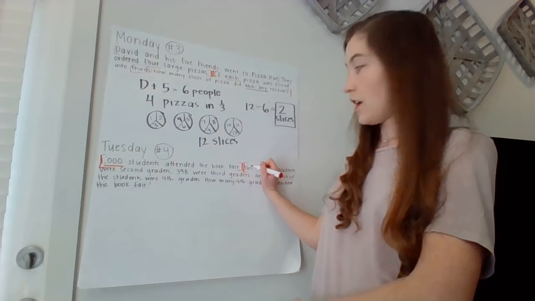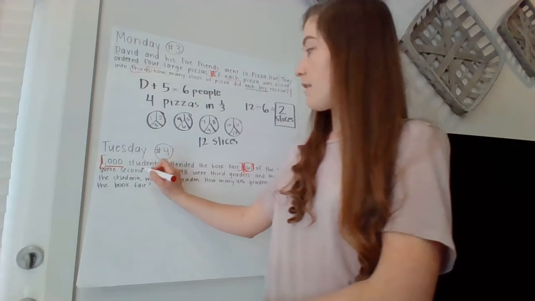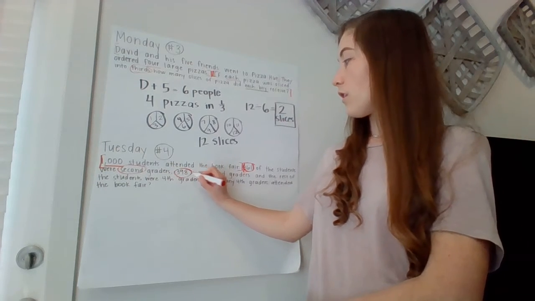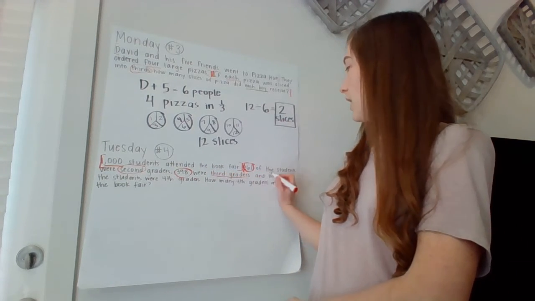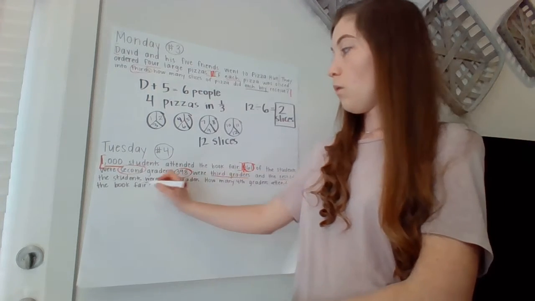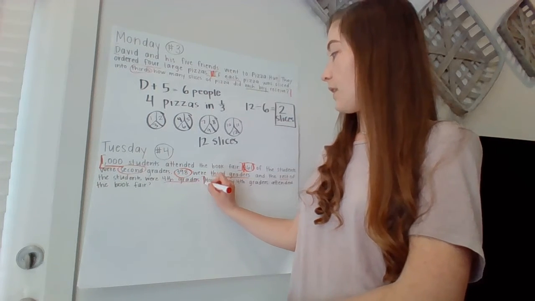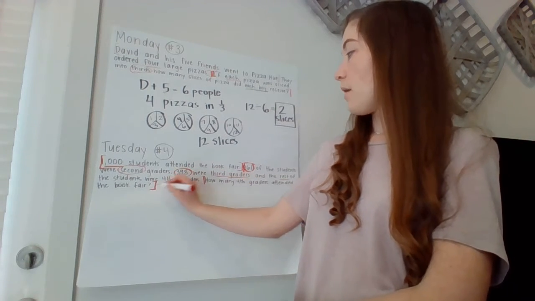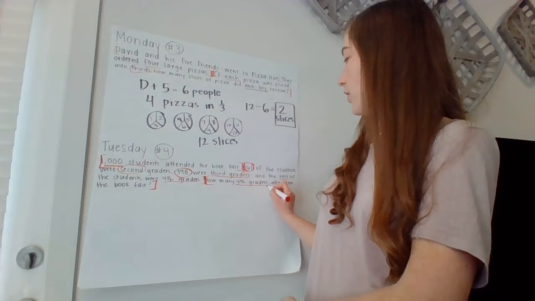So I'm going to circle 361 and second grade. And then 398, circle that, were third graders. And the rest were fourth graders. How many fourth graders attended the book fair? So I'm solving to find the fourth graders.